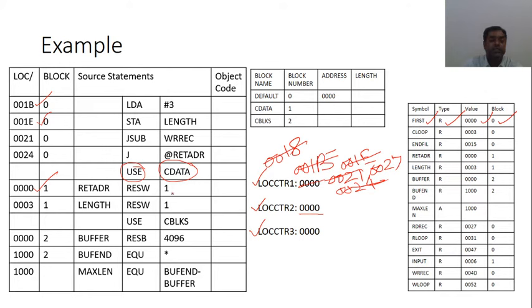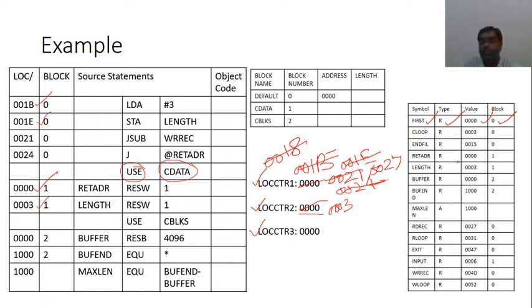That means only one word is reserved here. That means 3 bytes. So our next location counter value will be 0003. Now you can see here there is a label RETADR. It will be entered into the symbol table. RETADR block number is 1, and the address corresponding to RETADR is 0000.